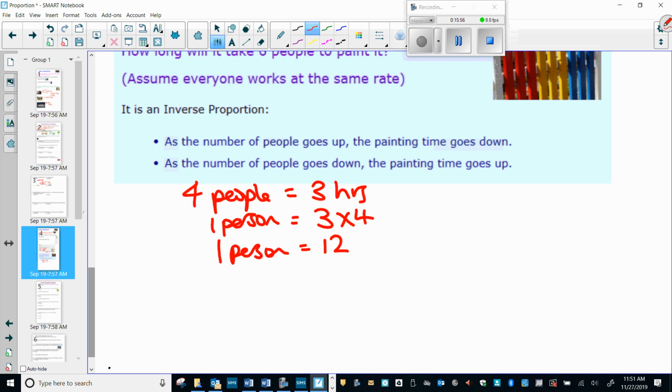But they've asked us about 6 people. So we're now going to 6 people, so then we do the division. We're going to divide by 6. It would take 2 hours. Then you say, does that make sense? I had 4 people, it took me 3 hours. I've now got more people. Is the job going to be longer or shorter? Shorter. So 2 hours sounds good.